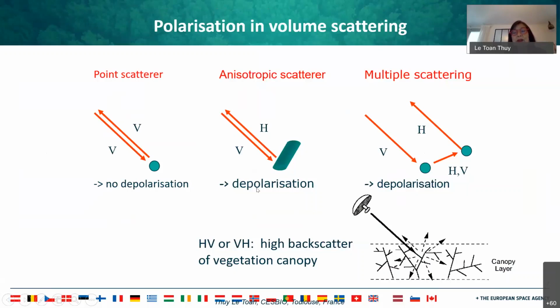We say that there's some depolarization. And for multiple scattering, after many interactions with the canopy elements, there's also some depolarization. And so for HV or VH, there is high backscatter of the vegetation canopy compared to the soil.